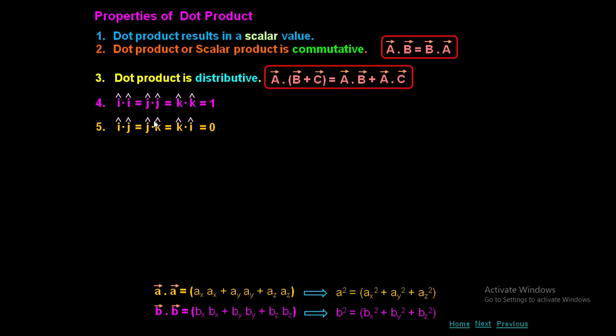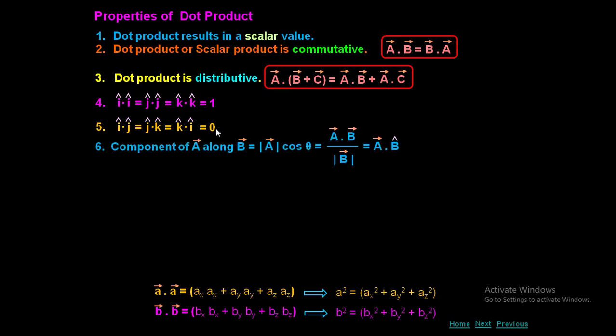Now if you take the perpendicular vectors product, i cap dot j cap. Now i cap is a unit vector along x axis. j cap is a unit vector along y axis. Now what is the angle between x and y? 90 degree. So what is the value of cos 90? 0. That's the reason the dot product of perpendicular vectors is always equal to 0. So the dot product of parallel unit vectors is equal to 1. The dot product of perpendicular unit vectors is equal to 0.